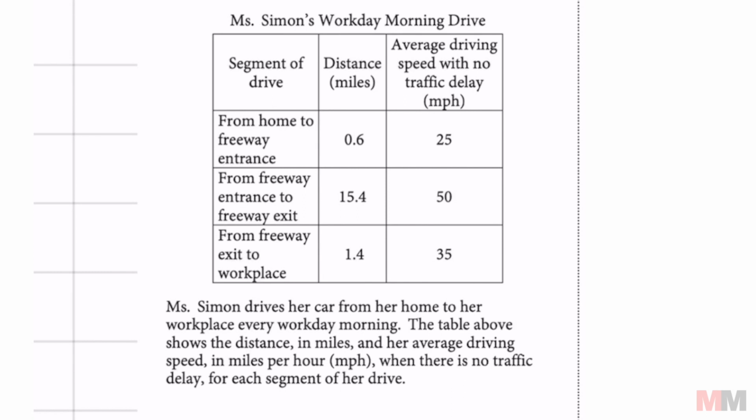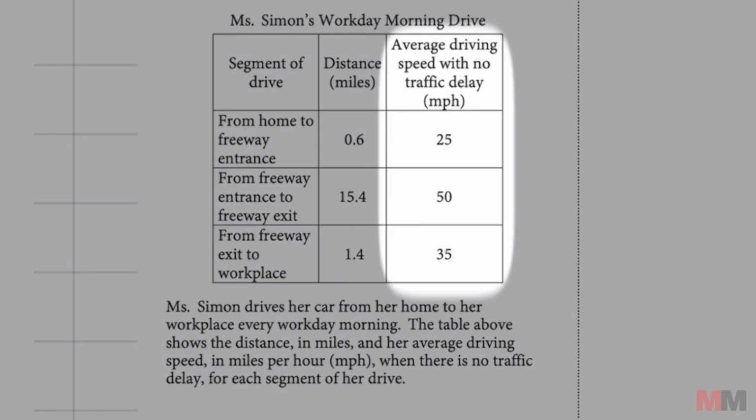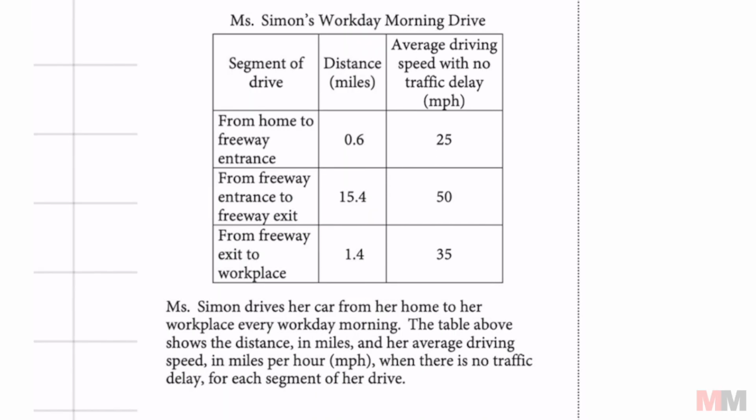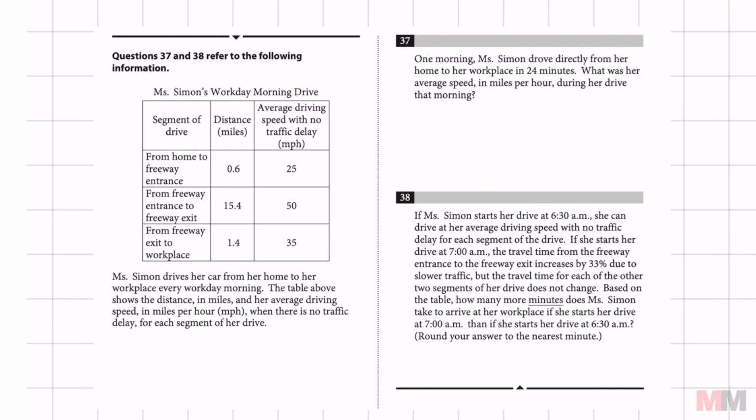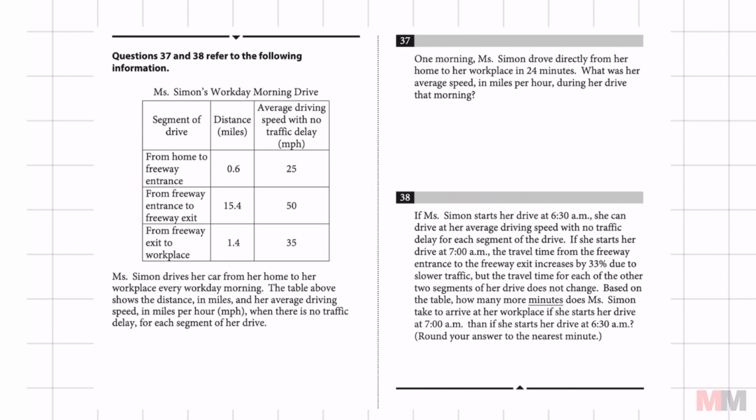Let me read this word problem for you really quick. Miss Simon drives her car from her home to her workplace every workday morning. The table above shows the distance in miles and her average driving speed in miles per hour when there is no traffic delay for each segment of her drive. So we're going to use this table right here to answer these two questions. Starting with the first one.